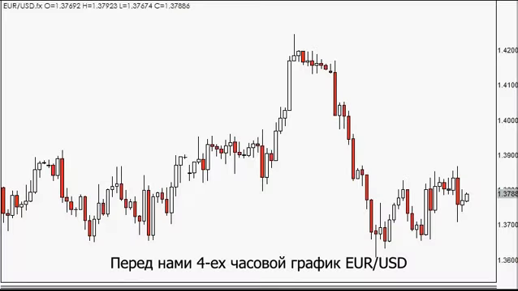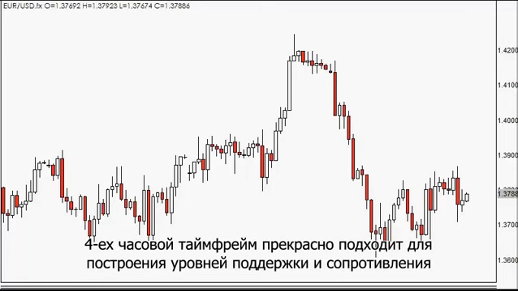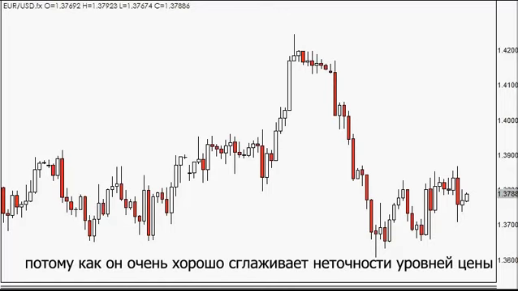You're looking at a EUR/USD 4-hour chart, and in this video I'm going to show you how to place support resistance areas on this chart. The 4-hour chart is perfect for picking support resistance areas because it smooths out price nicely.